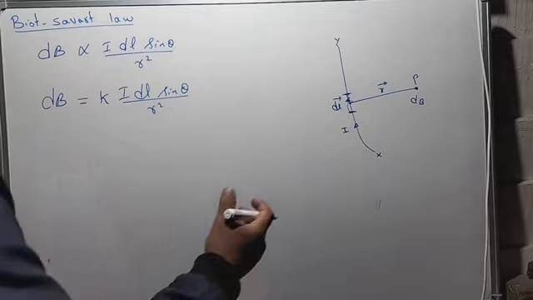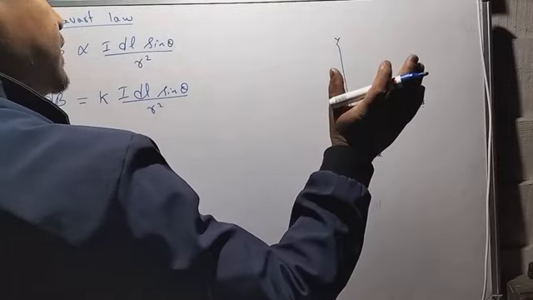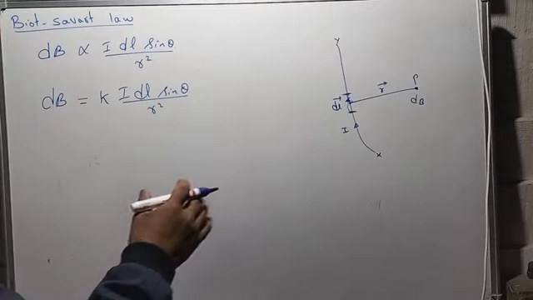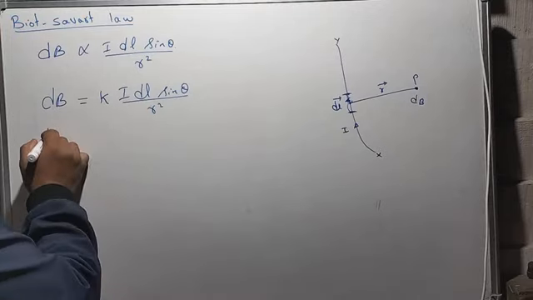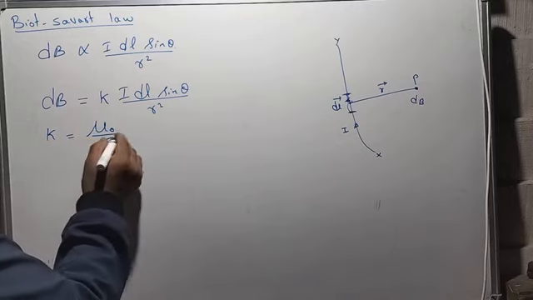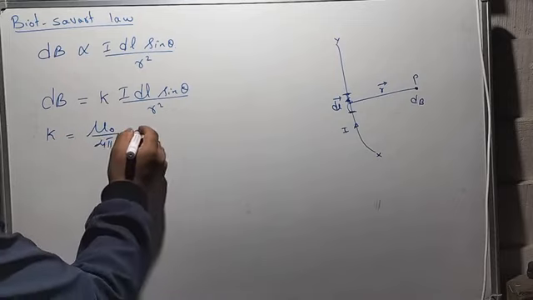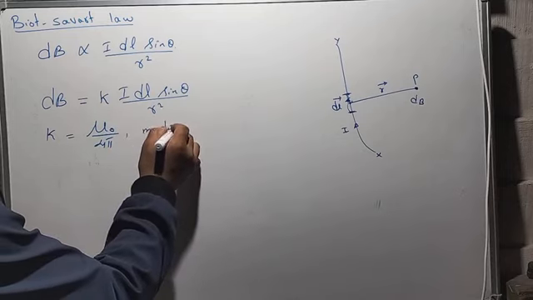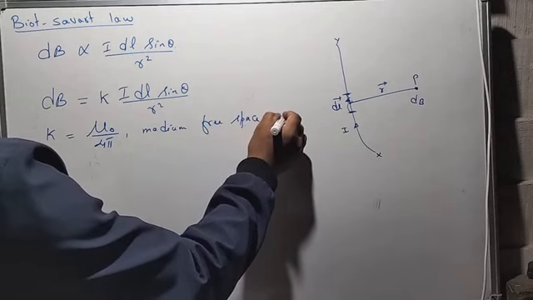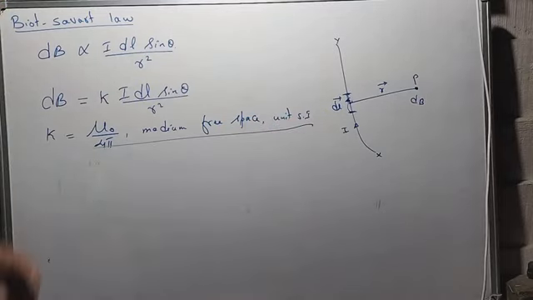If the medium between the point P and the current element dl is a vacuum or free space, and the unit we are choosing is the SI unit, then k is equal to mu naught upon 4 pi. So the value of k equals mu naught upon 4 pi when the medium is free space and the unit is SI. Alright, so this is the value of k.